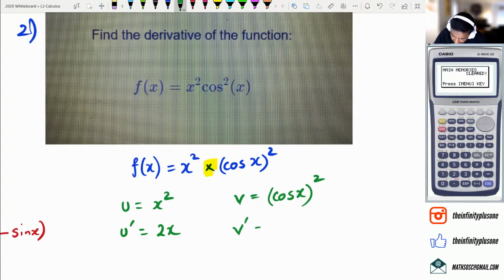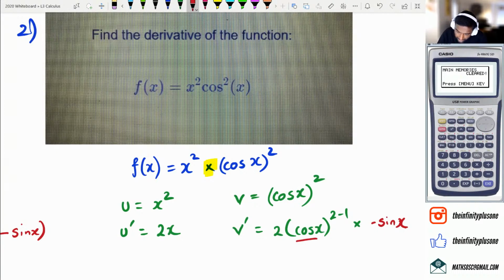and then v dash is going to be, you've got to use chain rule for this, so there's going to be 2 cos x to the power of 2 minus 1, and of course we've got to multiply by the differentiation of the brackets, which equals negative sine x. So I'm just going to simplify v dash a little bit, which means it's going to look like this: negative 2 sine x cos x.